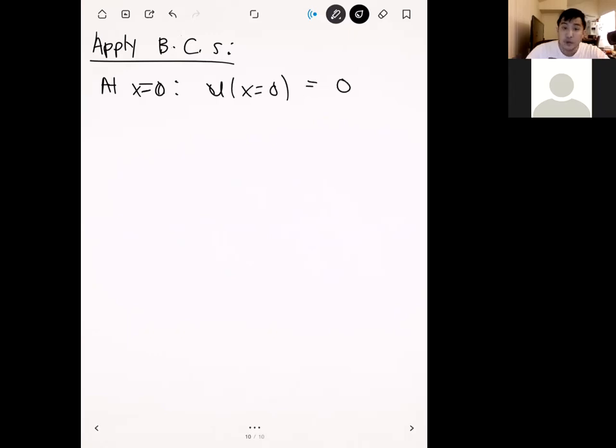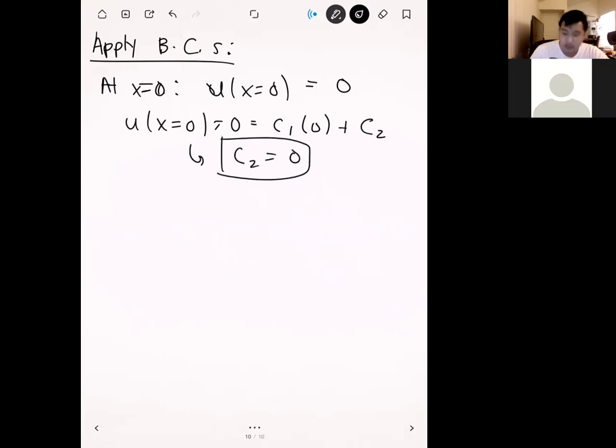Okay. And so now let's apply this boundary condition to solve for one of the constants in our previous expression. So we have u of x equal to 0, is equal to 0, and we plug in 0 into our expression. So we have c1 times 0 plus c2. And so what this tells us is that c2 is equal to 0. And so in order to satisfy this boundary condition, our c2 here has to be 0.